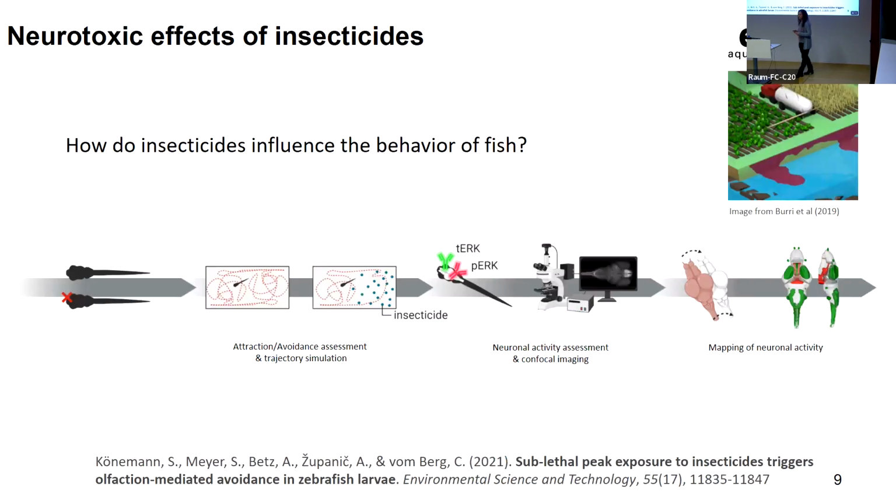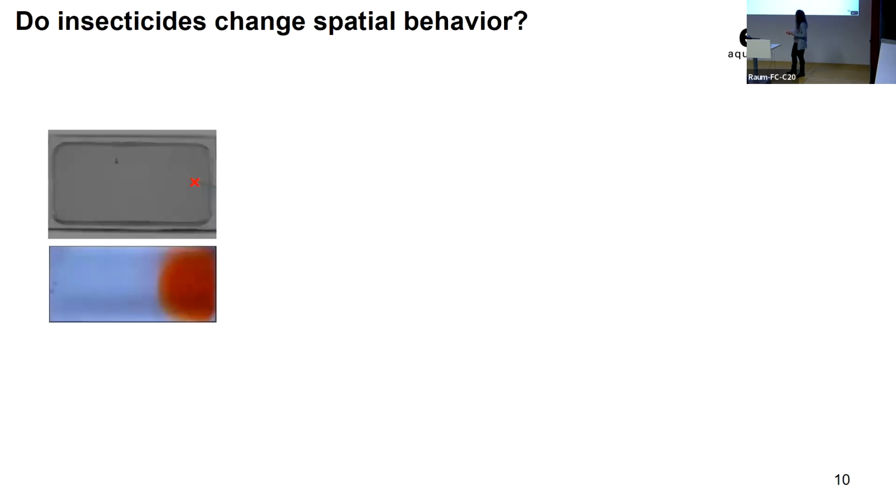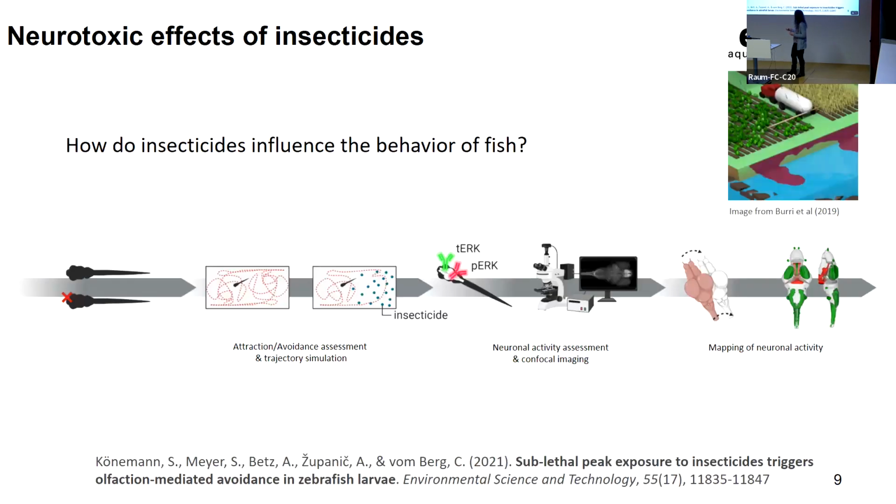So in this first project, we were interested in whether such patches of insecticides could actually change the behavior of fish. Therefore, we designed a chamber in which we can inject the insecticides on one side and can observe the spatial behavior of the larvae. We were then interested in how the larvae can detect these insecticides, and therefore we looked at whether olfactory deficient larvae have the same responses. We then were further interested in how these insecticides were perceived, and therefore we looked into the neuronal activity.